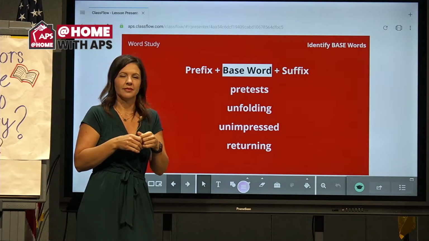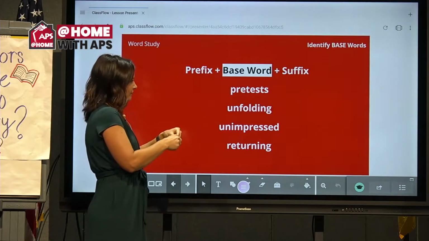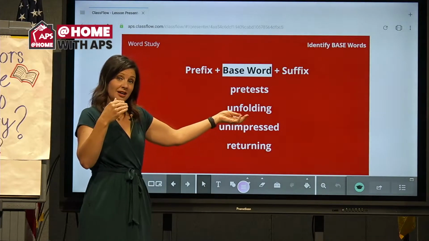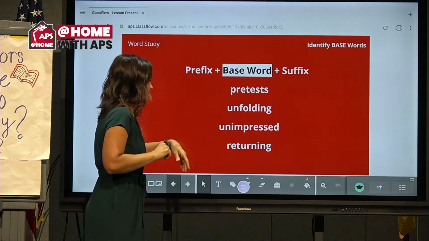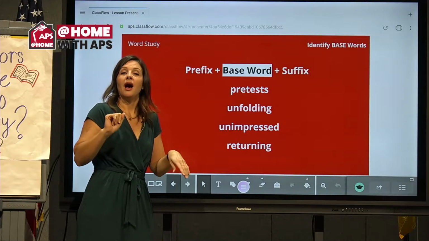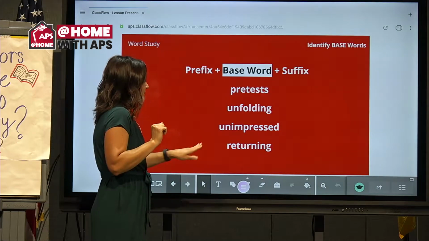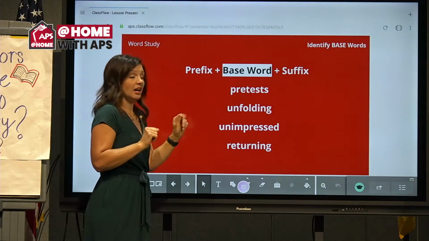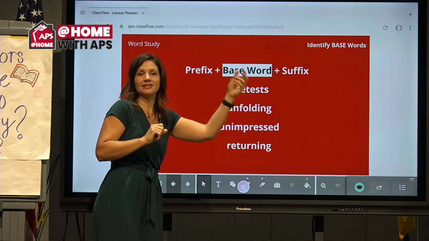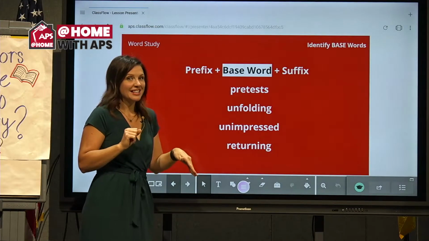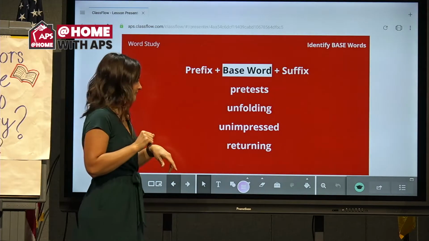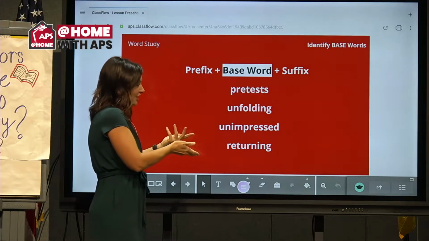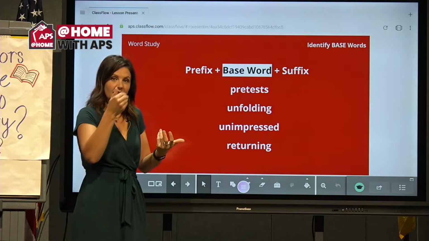Unfolding. The base word? Fold. Unfolding. Ooh. Unimpressed. We'll say that the base word is impress. Unimpressed. And lastly, returning. We're identifying base words. So the base word in returning is turn.